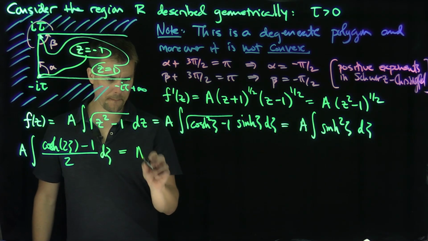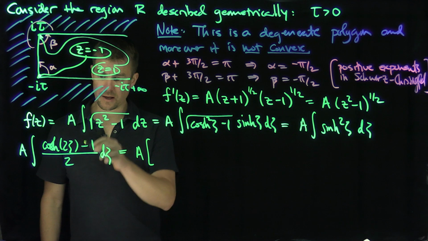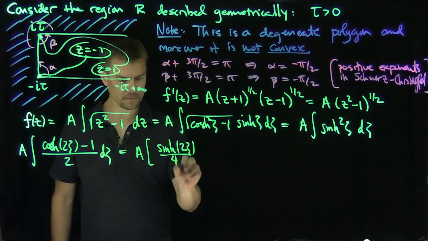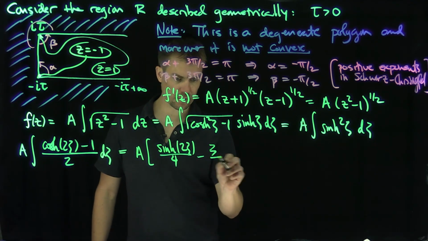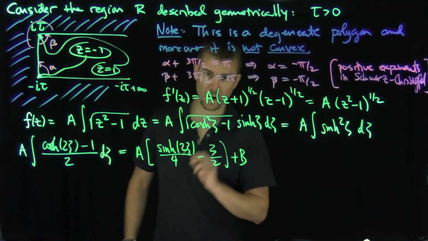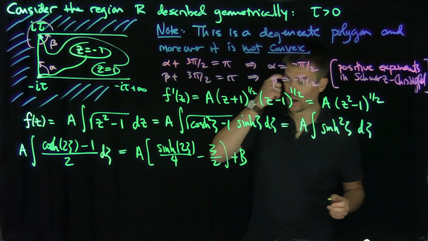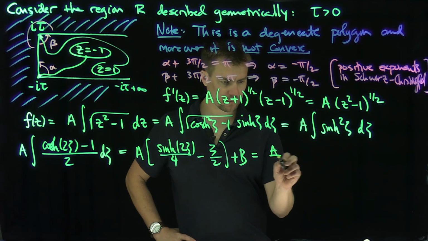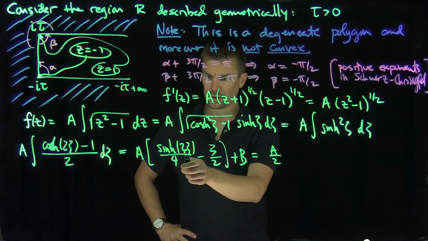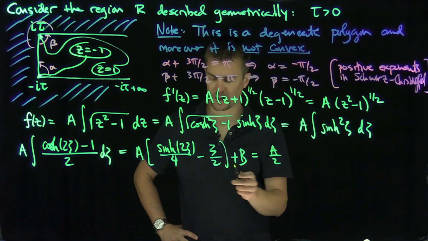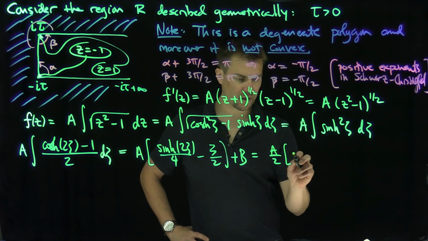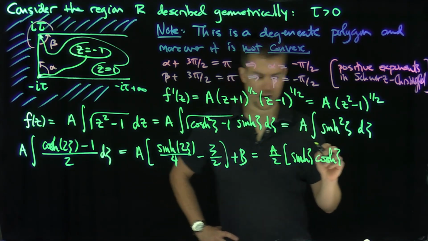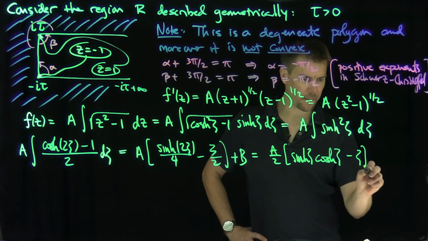So it's going to be A, and then we're going to have what? We're going to have a sinh of 2 zeta over 4 minus zeta over 2 plus a constant b. Okay, good. Now, let me incorporate that 2 into the a, right? So it's going to be a over 2. And then sinh of 2 zeta is going to be 2 sinh zeta cosh zeta. So the 2's are going to cancel out over there. You're going to have sinh zeta cosh zeta, and then you're going to have a minus zeta plus b.